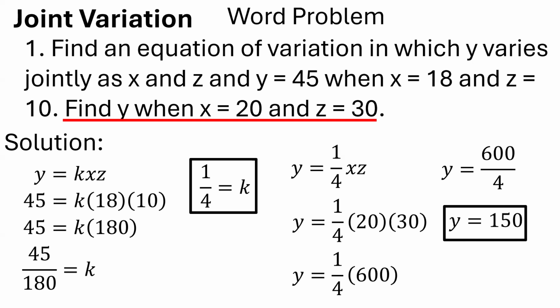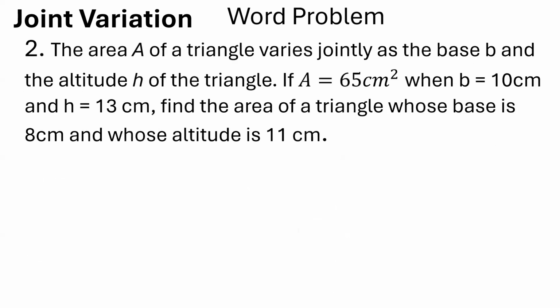Okay? Another example that we have. The area of a triangle varies jointly as the base b and the altitude h of the triangle. If A is equal to 65 centimeters squared when b is equal to 10 centimeters and height is equal to 13 centimeters, find the area of a triangle whose base is 8 centimeters and whose altitude is 11 centimeters. So here, we have to analyze the given problem.